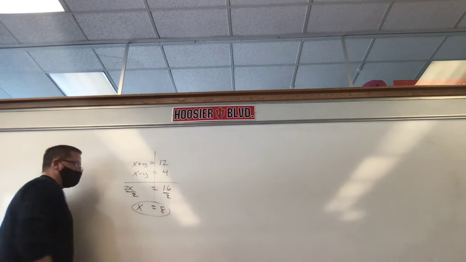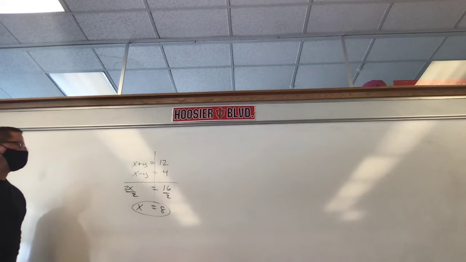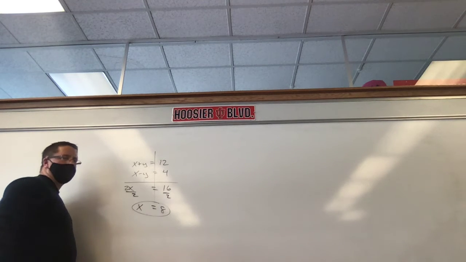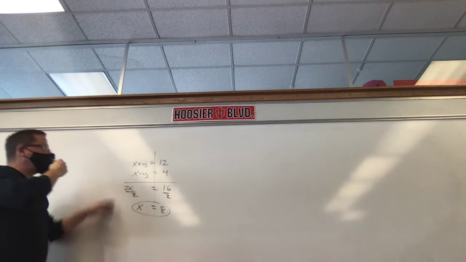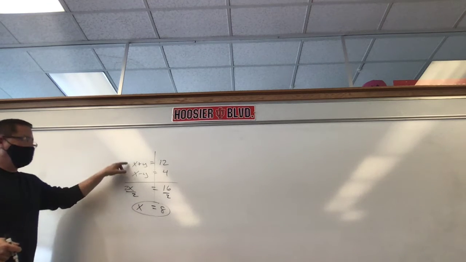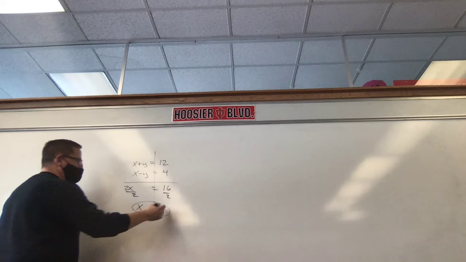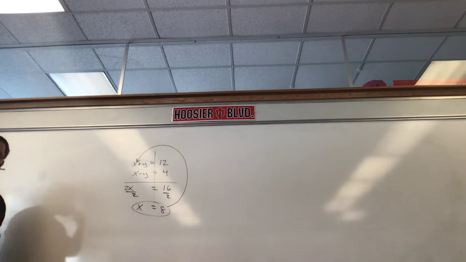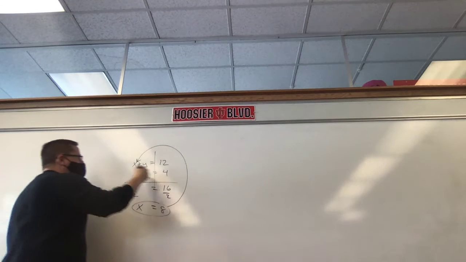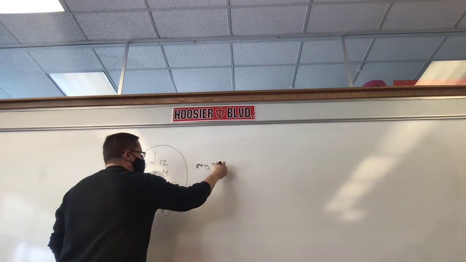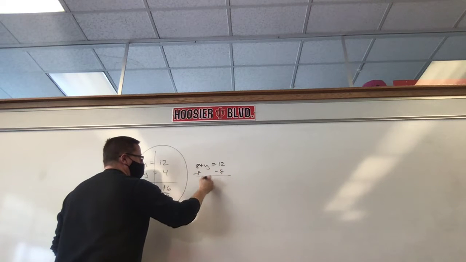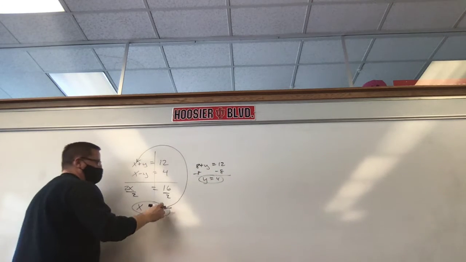Are we done? No, you have to find y. Okay, so how are we gonna do that? Into which one, does it matter? Doesn't matter. I'm gonna use the top one. The top one has a little bit bigger numbers, but I would avoid negatives whenever possible. So x is 8. Do I put the 8 next to the x? No, it is x. So 8 plus y is 12. Then we subtract 8, and we get y equals 12 minus 8, which is 4. So the answer is 8 and 4.